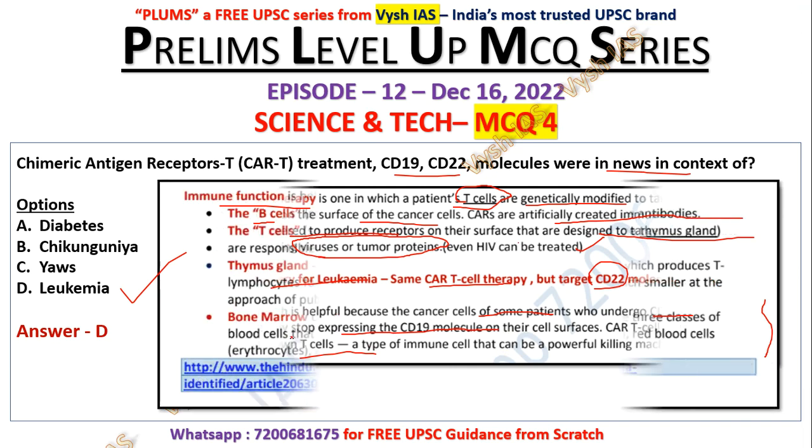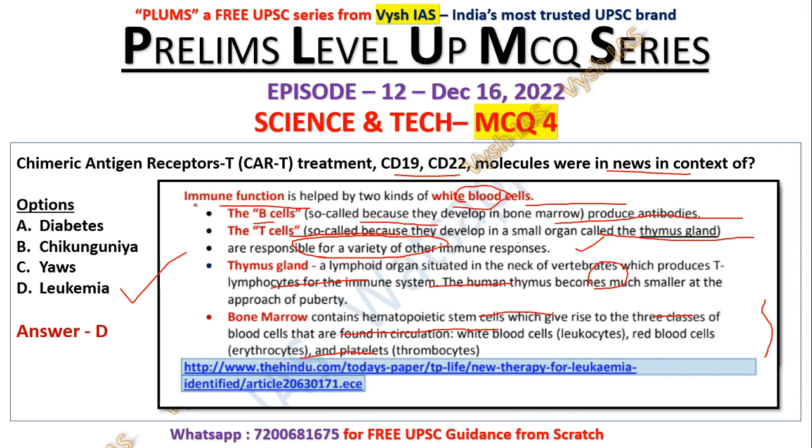Now what is T cell, B cell is what you have to study. Both are related to immunity. The B cells are so called because they develop in the bone marrow, and they can produce antibodies. T cells are so called because they develop in a small organ called the thymus gland. This is bone marrow, this is thymus gland. So B cells and T cells are responsible for a variety of immune responses. This was last year's question: UPSC asked B cell and T cell are important for what? And the answer is immunity functions.